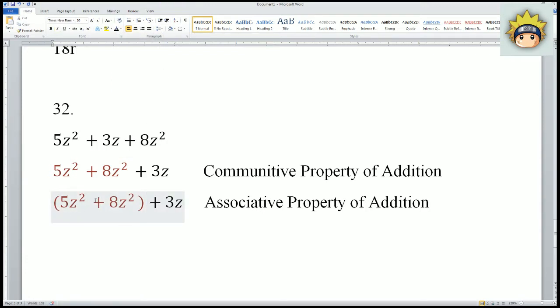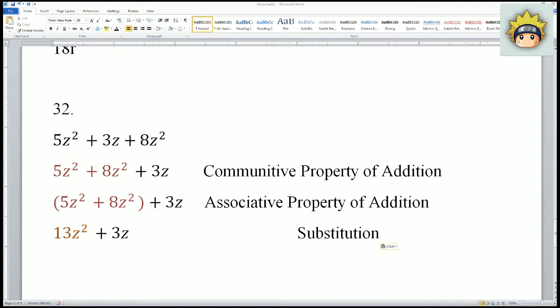Then I am going to add them. 5z squared plus 8z squared becomes 13z squared. This comes from combining these two terms. Then, anything happen to the 3z? No, so you can leave the 3z the way it is. So the answer should look like this. And that is substitution.